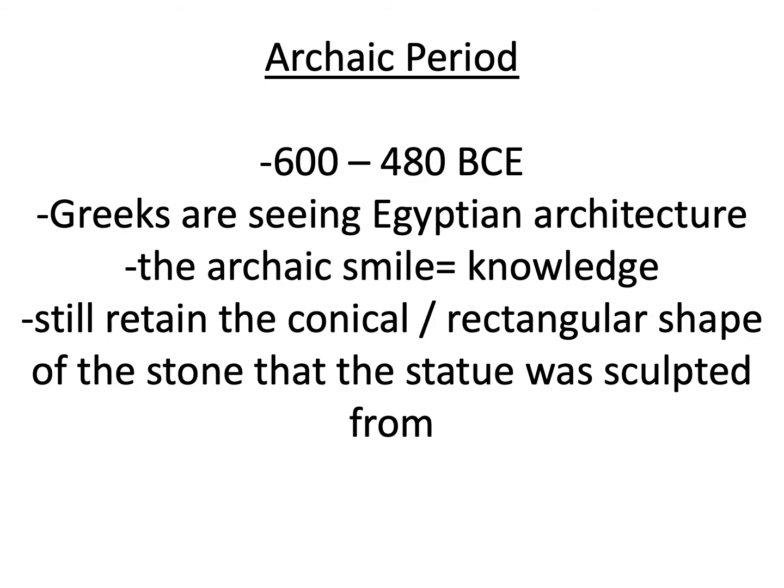Okay, so we've just finished the Greek Orientalizing period, geometric and orientalizing period, and now we're going to move on to Greek Archaic. The Archaic period began at about 600 BCE and lasted till 480 BCE. We know that the Greeks were seeing lots of Egyptian architecture.